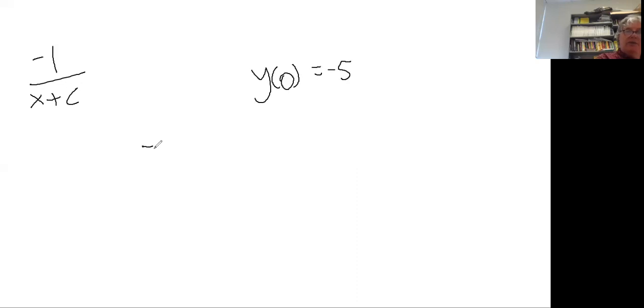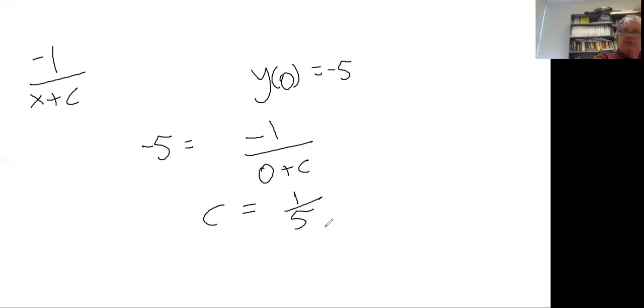And then finally, 2b, we're supposed to choose c such that minus 1 on x plus c is a solution such that y(0) equals minus 5. So what do we do? We just plug things in. So we want minus 5 equals minus 1 on, x is 0, plus c. So we just cross them over. So c equals 1 on 5. And that's the solution. And that's the end of our homework. Thank you.